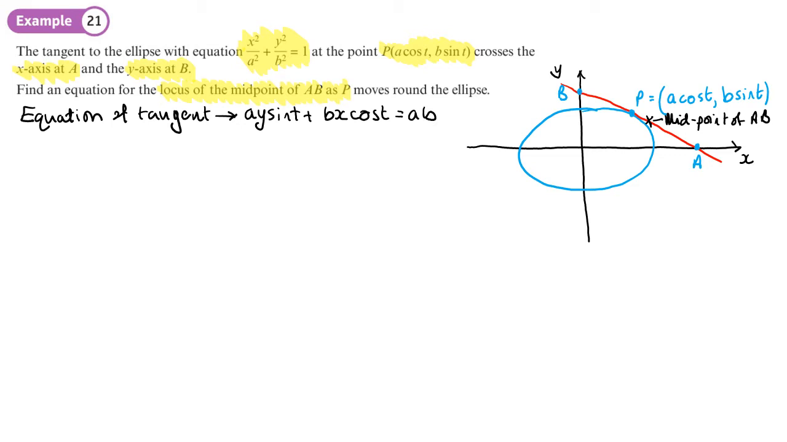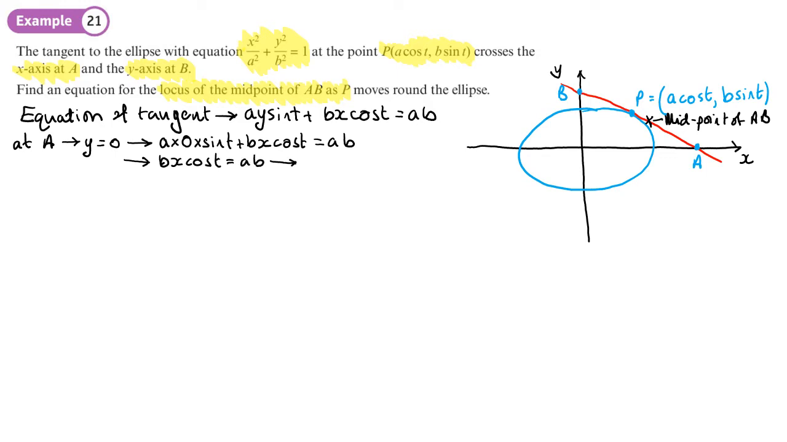Now we're told that the tangent crosses the axes at the points A and B. So if we start at the point A, where it crosses the x-axis, we know that y equals 0. So we'll put y equals 0 into the equation of the tangent. That means all of the first bit is gone. Actually, let me write it out: a times 0 times sin t plus bx cos t equals ab. So from that, we get just bx cos t equals ab. Now we want the x coordinate, so we can divide both sides by b, that will cancel out, and that gives us x equals a over cos t. So this is the point where the tangent crosses the x-axis.